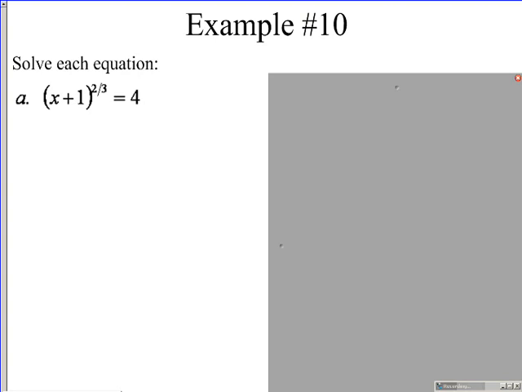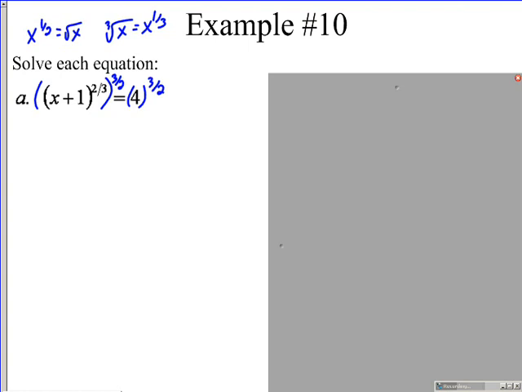Number 10 here. Part A, x plus 1 to the 2/3 power equals 4. Remember that anytime we have a fractional exponent, we can write that as a radical as well. For instance, x to the 1/2 power is the same as the square root of x. The cube root of x is the same as x to the 1/3 power. So we can go back and forth between radical form and exponential form at any time. In this case, if I want to undo raising something to the 2/3 power, let's raise it to the 3/2 power.